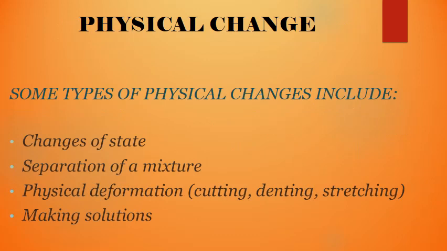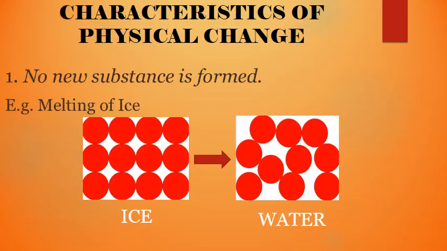Some examples of physical changes, or rather we can say some types of physical change. Change of state, separation of a mixture, physical deformation and making solutions. All these are some of the types of physical change. Now we will study the characteristics of physical change. The first characteristic: no new substance is formed.